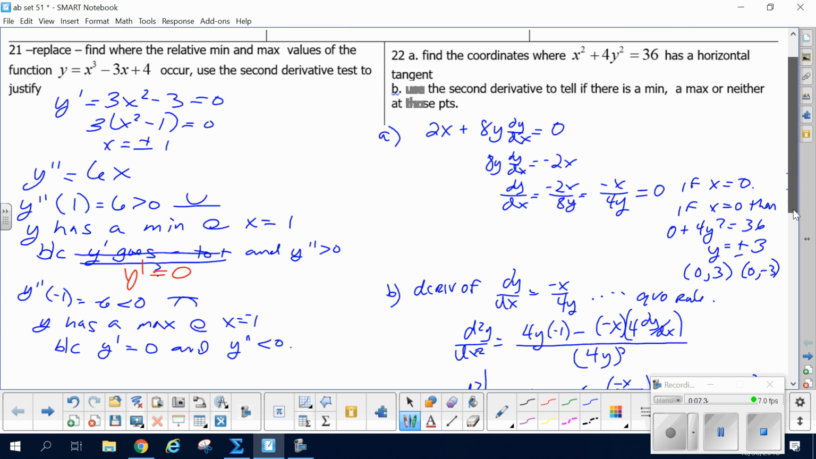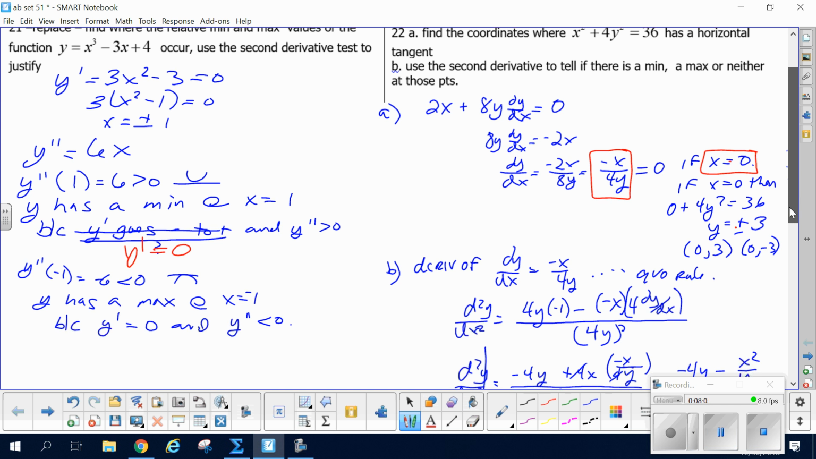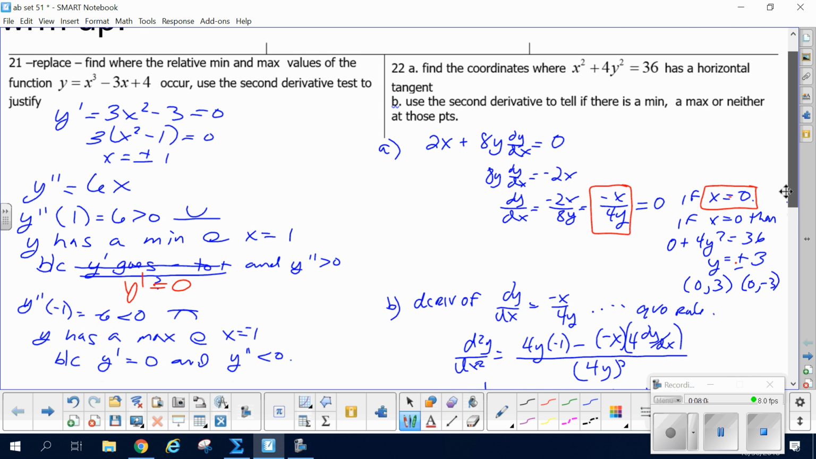Okay. 22a, did you find horizontal? Did you find the derivative correctly? Negative x over 4y. Yes. Did you find the horizontal tangent occurs when the top is 0? You get a vertical tangent if the bottom is 0. Okay, so we're looking where the top is 0. It does say coordinates, so not just x. You don't just say, hey, x equals 0 and stop. You have to find the y that goes with it. Y is plus or minus 3. Therefore, you have 2 points, 0, 3, or 0, negative 3, where you could have horizontal tangent.